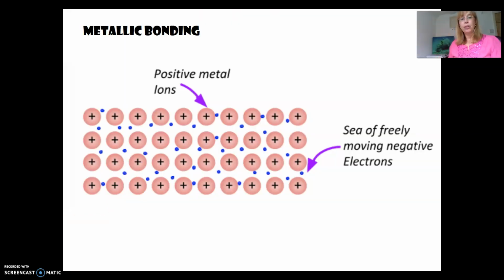So with a metal, if this was gold, I would have loads and loads, bazillions of gold ions, all arranged very beautifully in rows. And the electrons are free to move around. So we call it a sea of delocalized electrons. They don't have to stay local, they can move around. And that's what helps the metal to conduct electricity, because we know current is a flow of electrons.